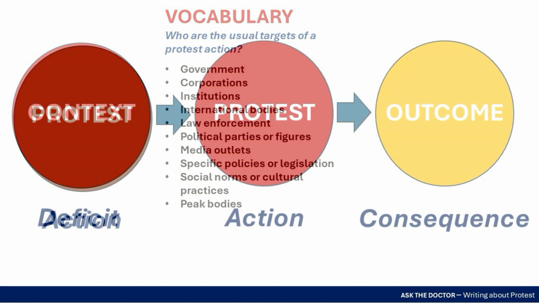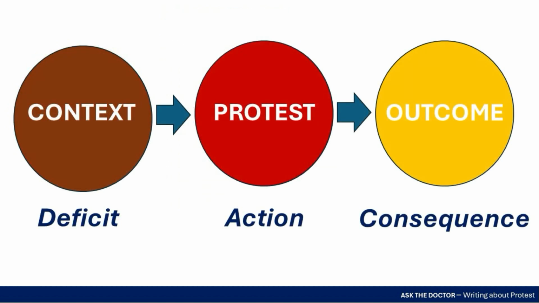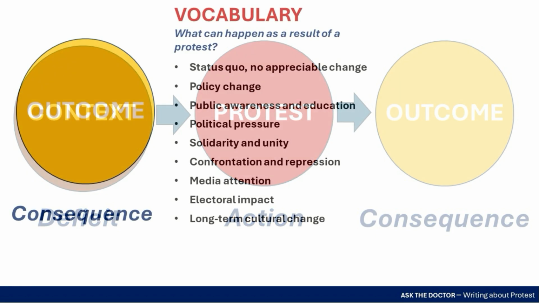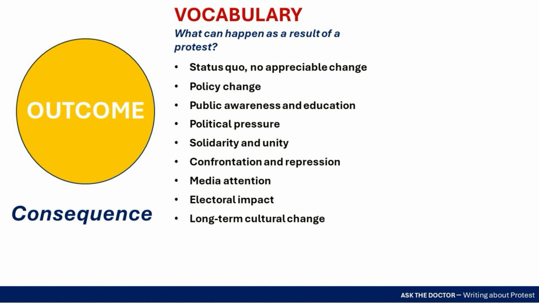Then we come to the third cycle, outcome. What can happen as a result of a protest? Well, not much in some cases. The status quo might be maintained and there may be no appreciable change. Or there could be policy change. Protesters can influence policymakers to enact new laws or change existing ones in response to the demands of the protesters. This could include reforms related to social justice, civil rights, environmental protection, or other issues.